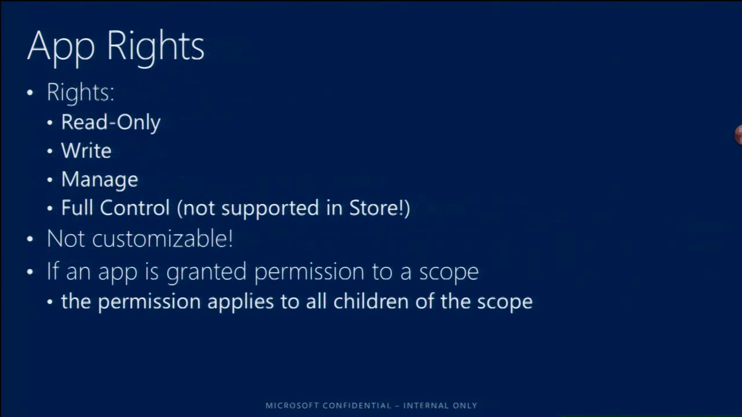From a rights perspective, I can ask for read-only, so I can view my parent site data. Maybe I'm building a nice little app part that's going to visualize data I've got in the custom list, and I just want to add that to my page. I could ask for just read-only, or I could ask for write or manage within the store. If I'm deploying via the app catalog directly as a side load, I can actually ask for full control as well, which would allow me to do a lot more using the client-side object model. These permission levels are not customizable. They're fixed, and you'll see that when you go into Visual Studio.